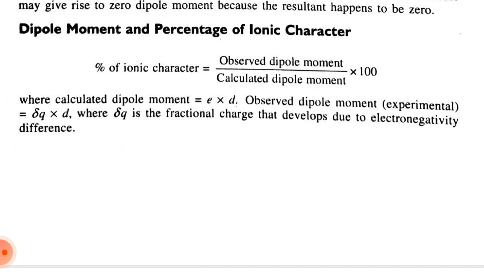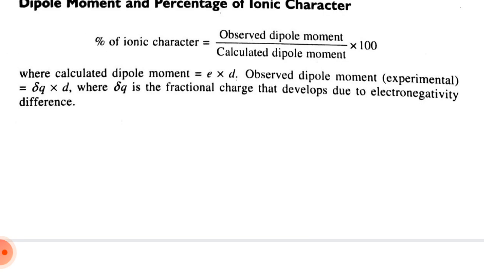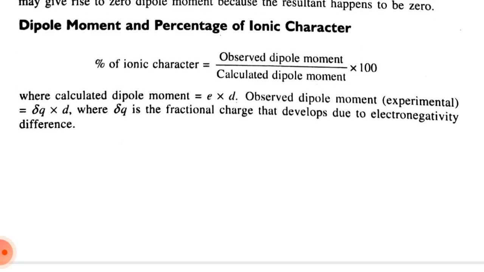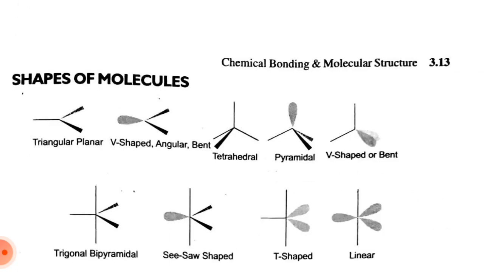Dipole moment and percentage of ionic character. Percentage of ionic character is the observed dipole moment upon the calculated dipole moment, multiplied by 100, where the calculated dipole moment is equal to e multiplied by d. The observed dipole moment, experimental, is equal to δq multiplied by d, where δq is the fractional charge that developed due to the electronegativity difference.